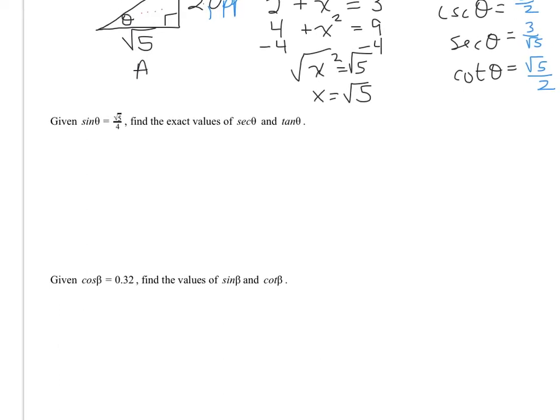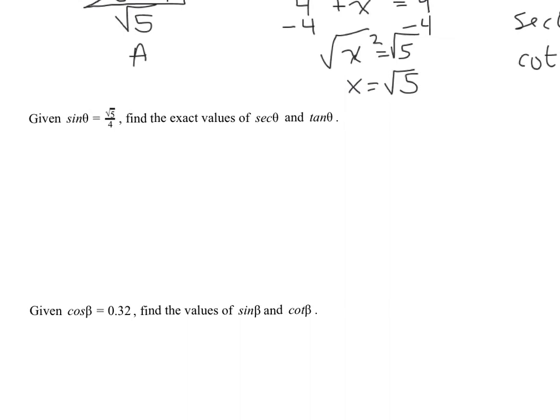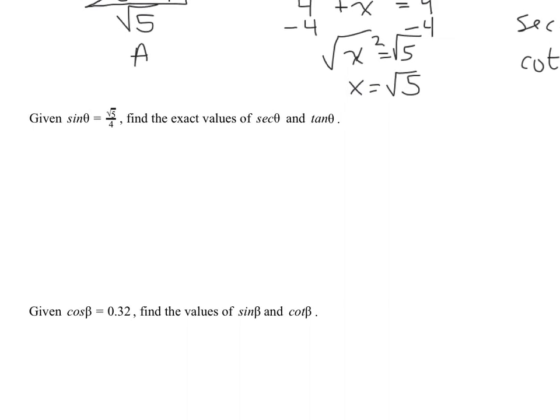So the next one, very similar, says given the sine of theta equals square root of 5 over 4, find the exact values of secant and tangent. So we only want 2 of them in this case. Now, there's nothing that says you can't find them all and then just pick out the ones you want. And I think it's probably easier to just find them all and then pick out the ones you want. So cosecant, secant of theta, and cotangent of theta.